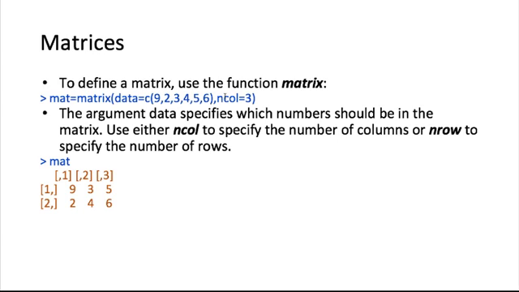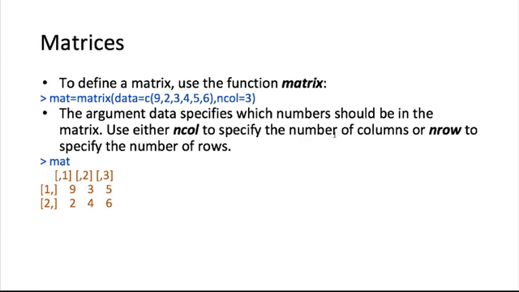And then this matrix is going to have three columns. That specifies how many rows and how many columns it's going to have. We have 1, 2, 3, 4, 5, 6 values, right? And it has three columns, so it's going to have two rows. So the argument data specifies which numbers should be in the matrix, and then the ncol call specifies the number of columns, or you can use nrow if you wanted to specify it by rows.